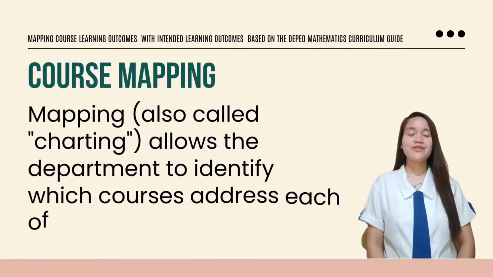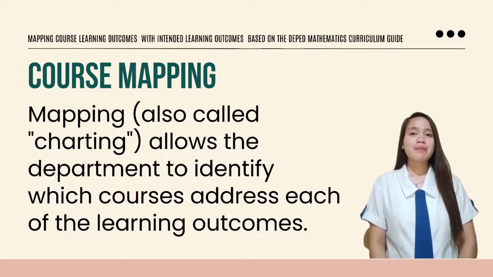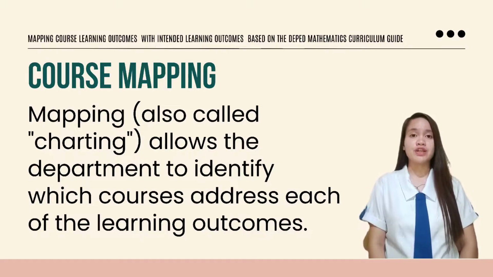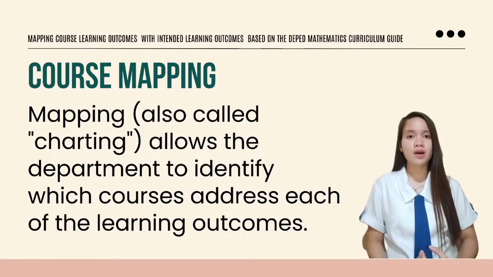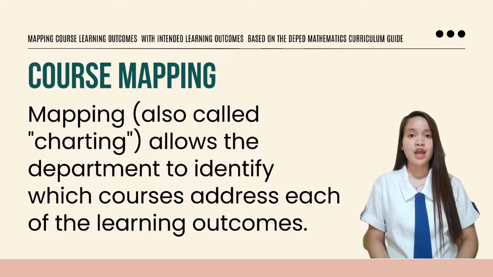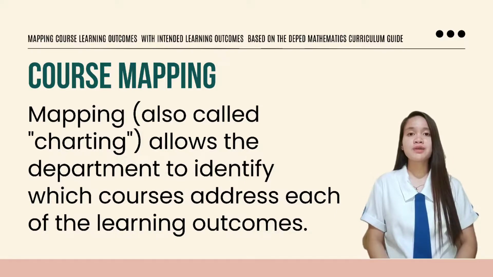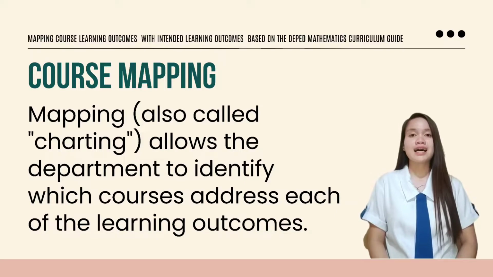Now, let's have course mapping. Course mapping, also called charting, allows the department to identify which courses address each of the learning outcomes. Or, in other words, course mapping is a method to align instruction with the desired outcomes or learning outcomes. Mapping allows us to find gaps in the curriculum and determine the best methods for assessment. So that is course mapping.